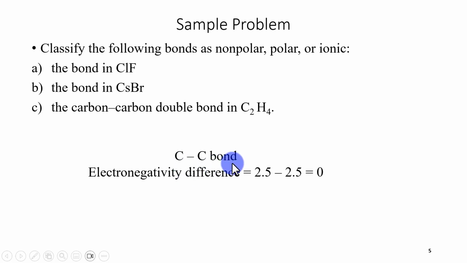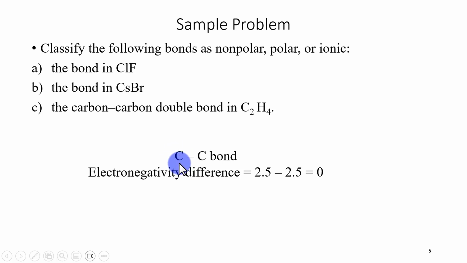But the carbon-carbon bond, which is a double bond in this molecule called ethene, is going to be a nonpolar bond. Why is that? Because I have a carbon bonded to another carbon. If I do the electronegativity difference, I go to the table and I find that carbon has an electronegativity value of 2.5.